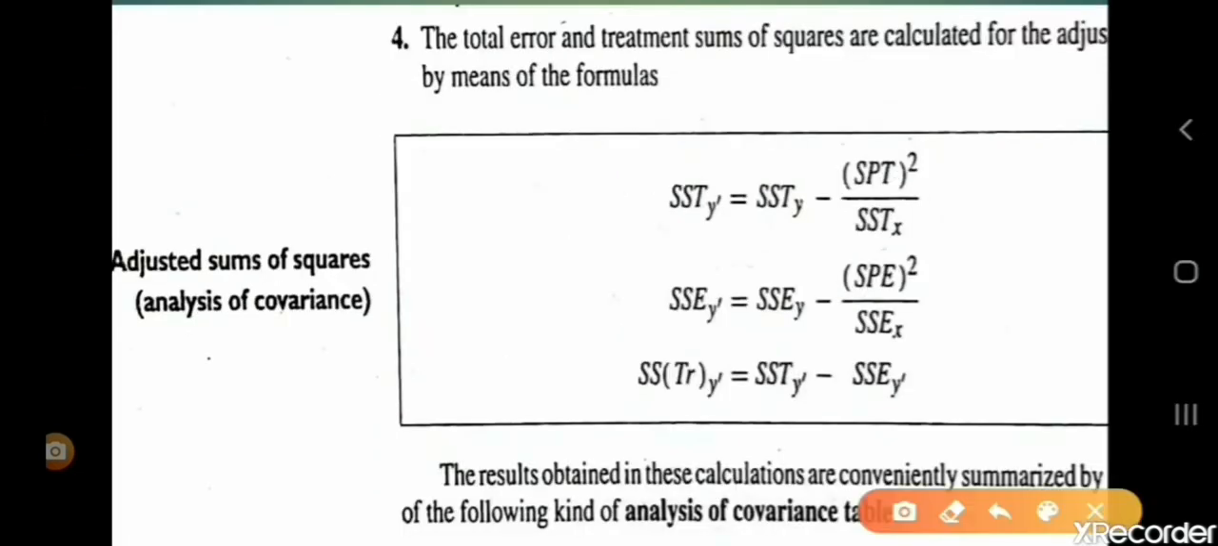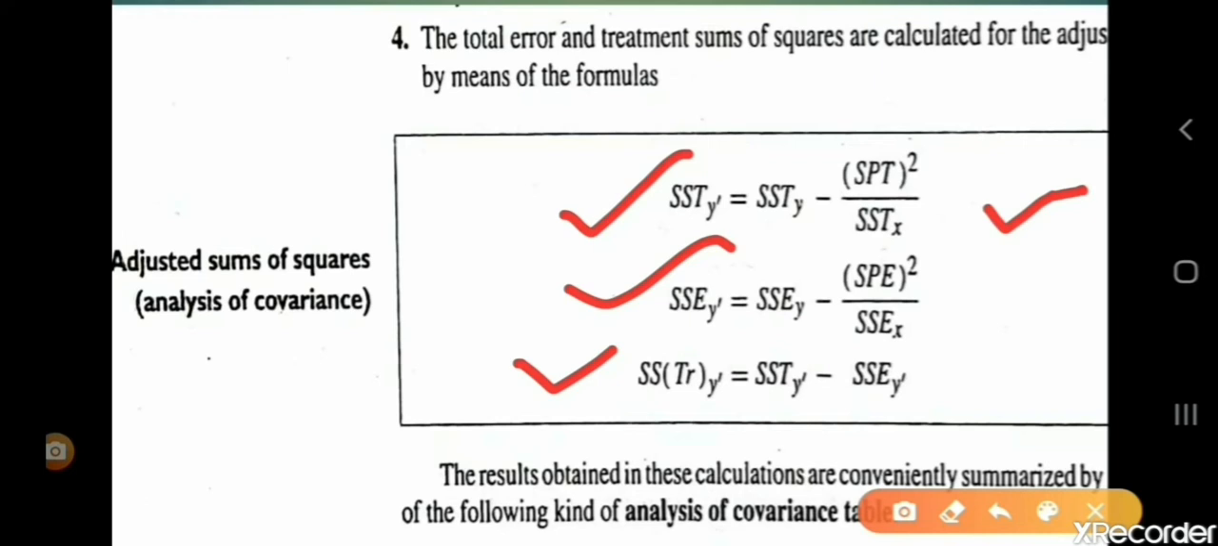But we need adjusted sum of square. Okay, adjusted sum of square for total, error, and treatment. There is no hard and fast rule for calculating these values, but you have to remember the formulas only. So the adjusted sum of square will be given by this formula. We are putting this for y. Similarly, we will calculate for x.